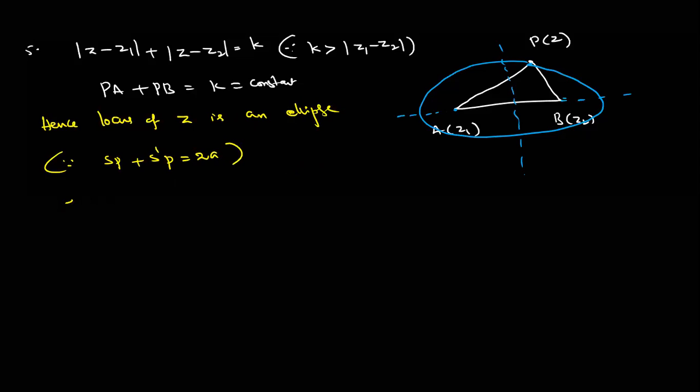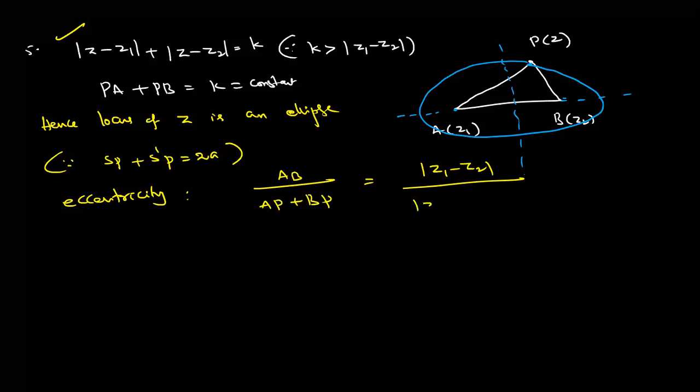Sometimes they ask what is the eccentricity. If they give it like this, then what is the eccentricity formula? AB by AP plus BP. That means you can write modulus of Z1 minus Z2 by modulus of Z minus Z1 plus modulus of Z minus Z2. Still, you can write it like that directly. This much process is not required. Directly write out K. That's all. Z1 minus Z2 by K.